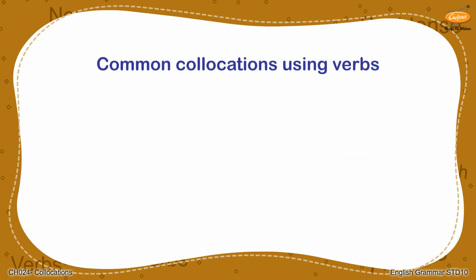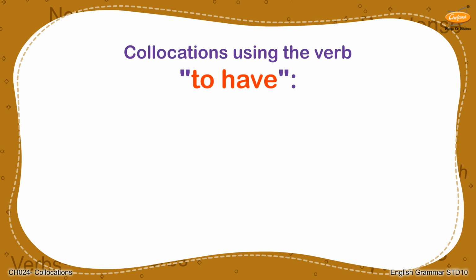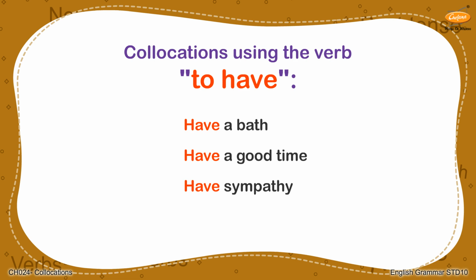Now let us see some common collocations derived from commonly used verbs. Verbs like have, do, make, take, break, catch, etc. can be used to make many everyday collocations. Here is a list of collocations using the verb to have. Have a bath, have a good time, have sympathy, have a problem.